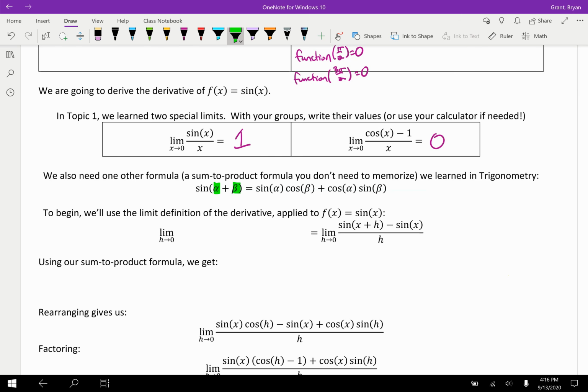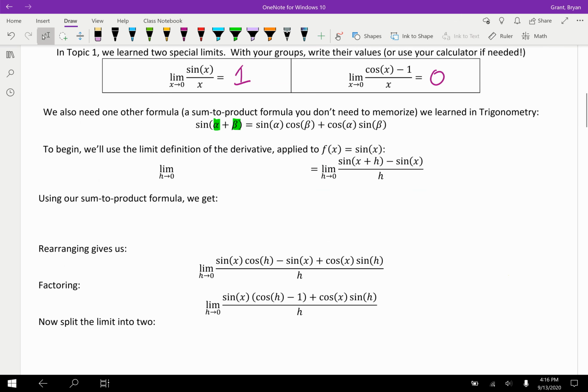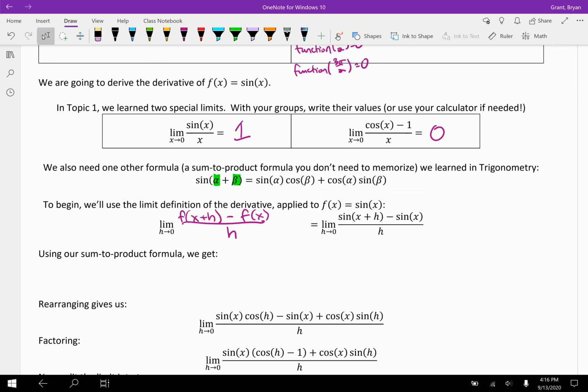Let's get started. To begin, we're going to use the limit definition of the derivative that we just talked about at the top. In particular, the limit as h approaches 0 of f of x plus h minus f of x, all divided by h. But we're trying to find the derivative of sine, so when we say f of something, we really mean sine of that thing. And so it shouldn't shock you too much that when you do sine of x plus h, you end up here, and f of x becomes here, all divided by h.